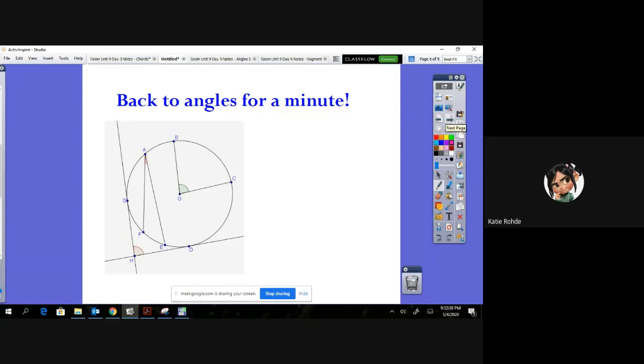Back to angles. Hopefully you're not too sick of angles yet, because we have many, many more. This slide also came from Edmentum. We have circle O again. O is still the center of our circle, so we have our central angle and our inscribed angles.